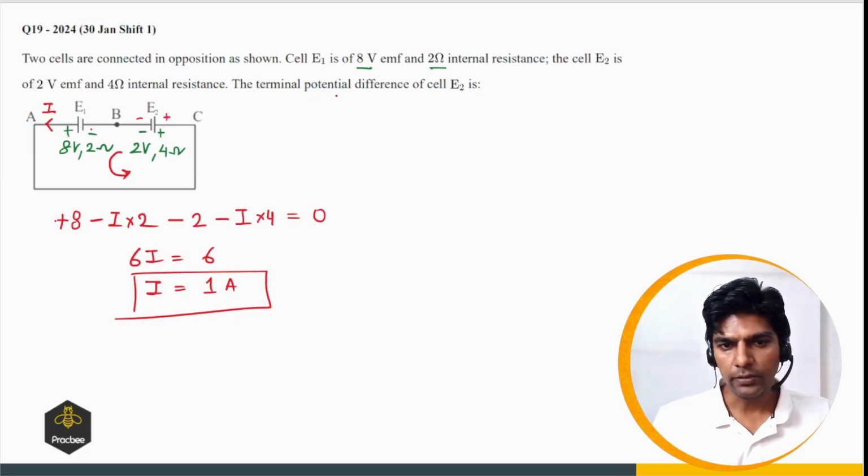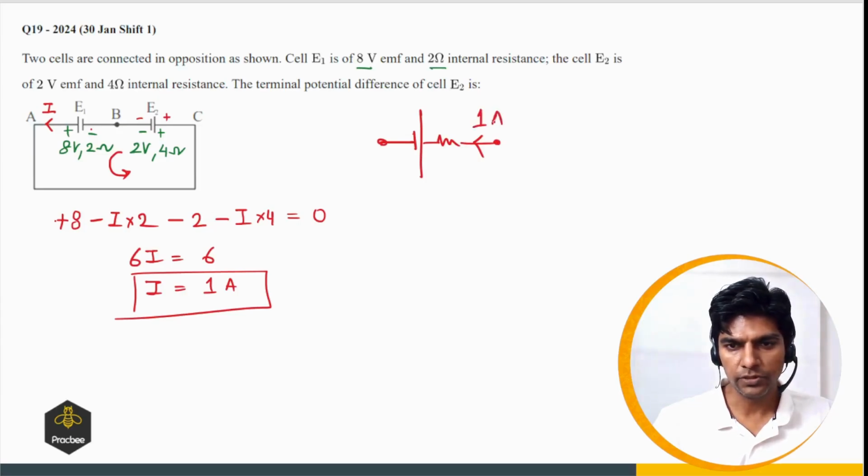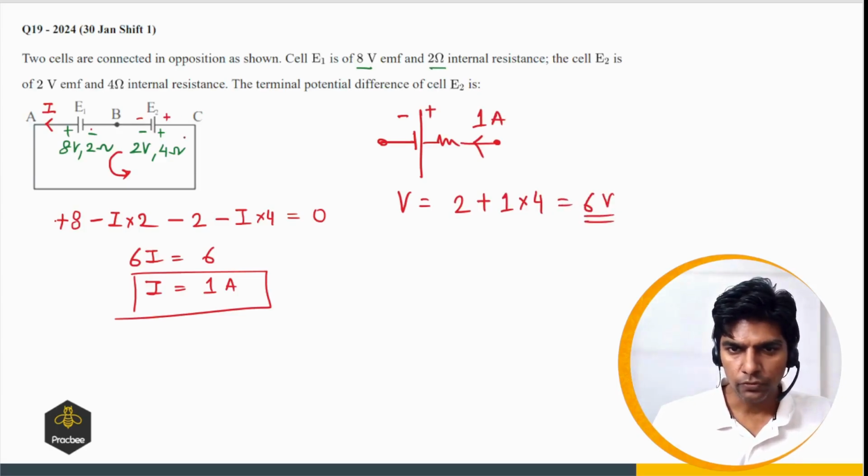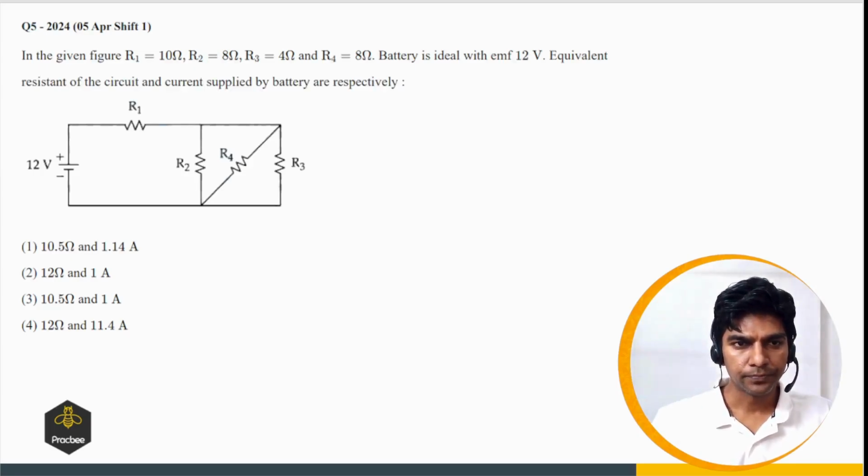And we have to find the terminal potential difference across E2. So there is a current 1 ampere which is entering the positive terminal of the battery. So the terminal voltage in this case will be E plus IR. So E is 2 volts plus I, current, is 1 ampere and the internal resistance is 4 ohms. So this comes out to be 6 volts. So the potential drop across E2 is 6 volts. So that is the answer. Now let us see next question.